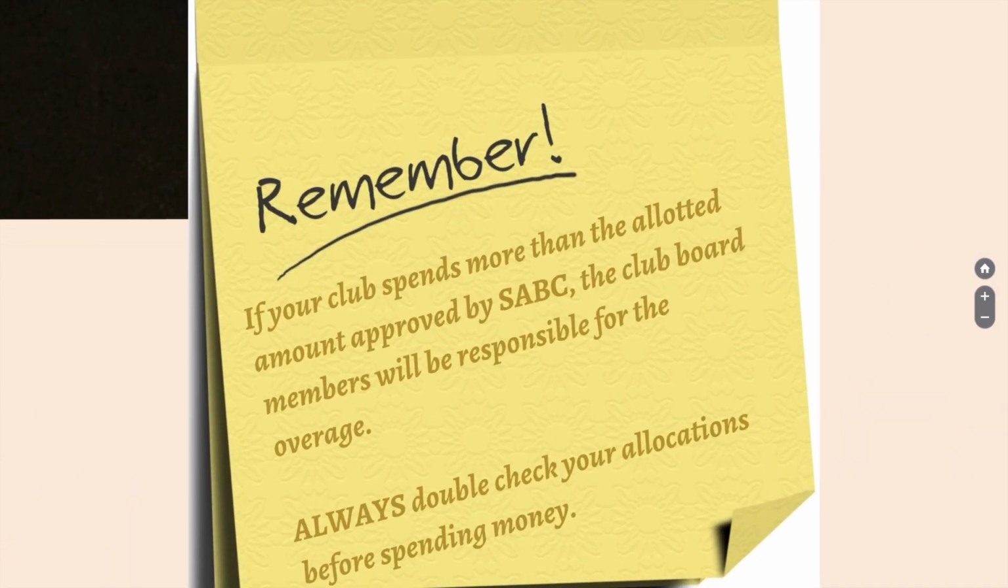If your club spends more than the allotted amount approved by SABC, the club board members will be responsible for the overage. Always double check your allocations before spending any money.